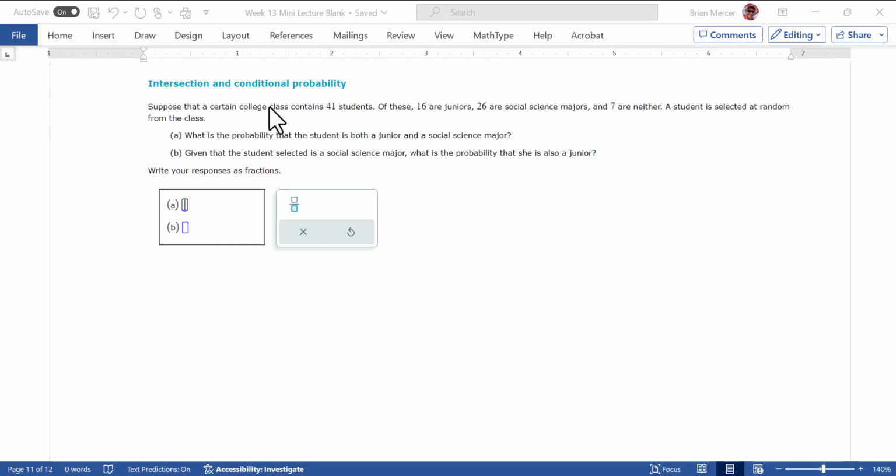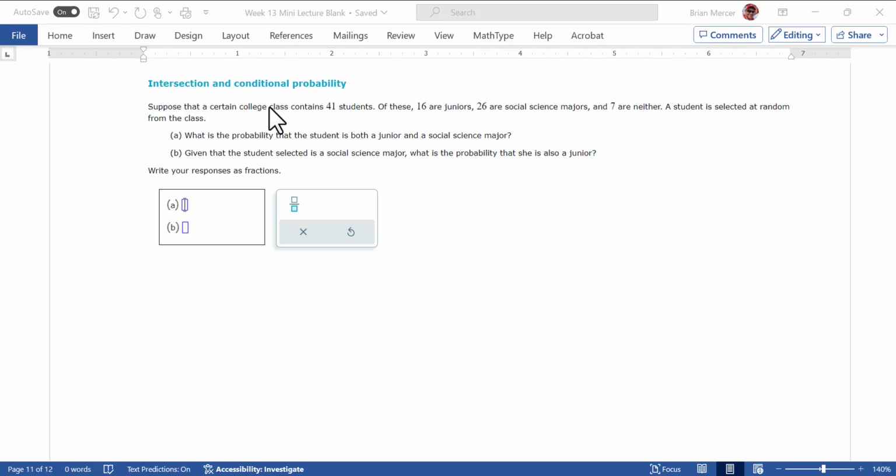So this one is a perfect example where you can memorize a bunch of different formulas, or if you understand just a few simple things, then the other formulas just kind of fall out naturally. This one says the topic name is intersections and conditional probability.